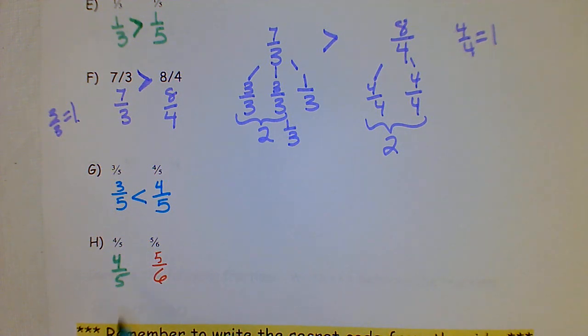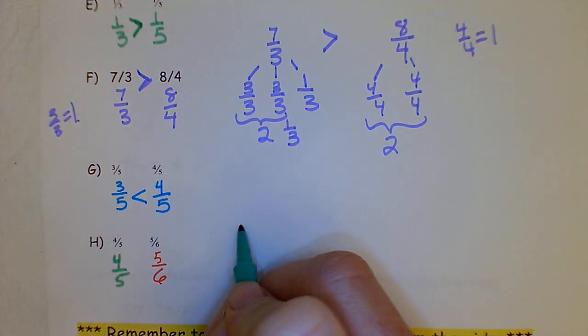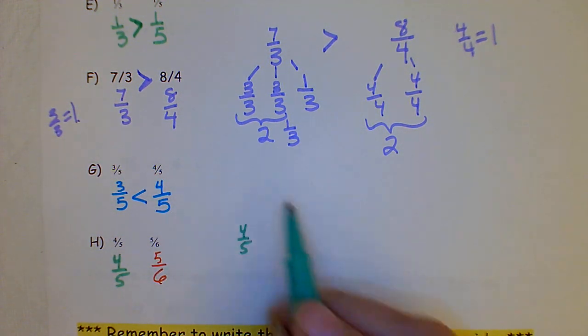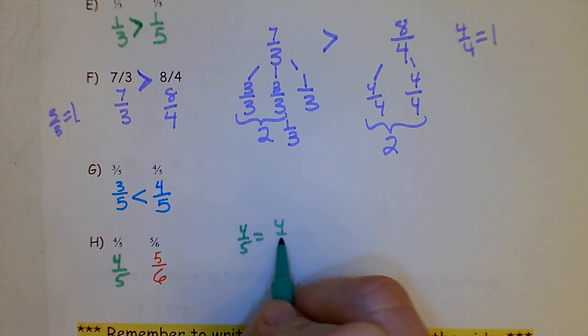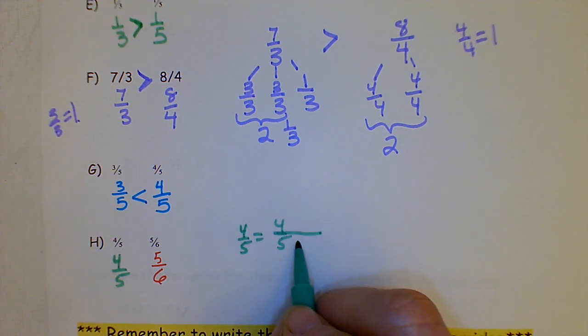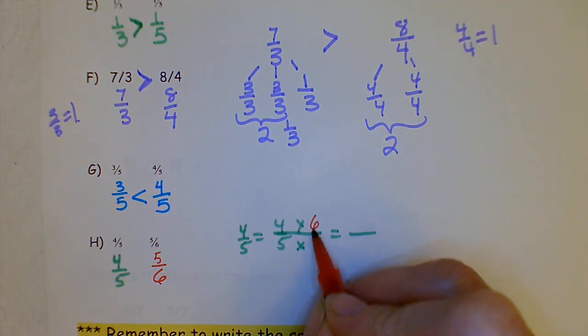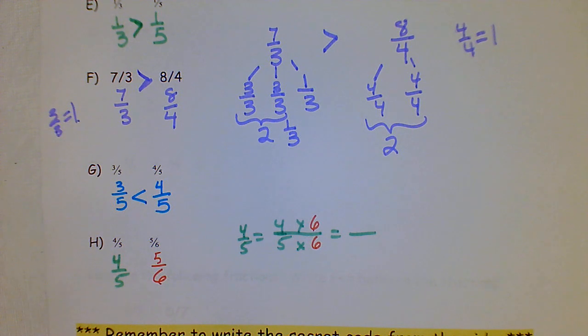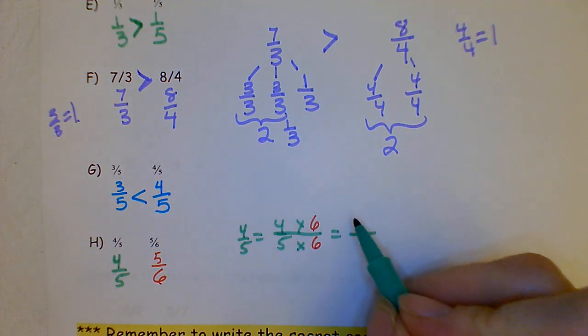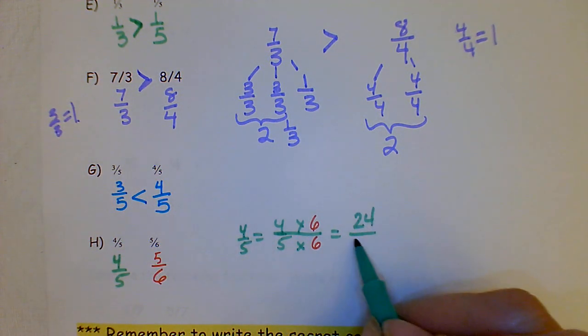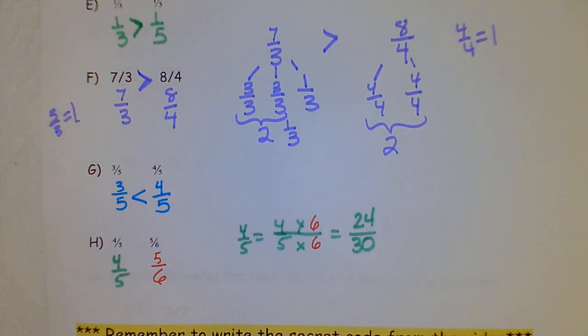So let's start with 4/5. So I'm going to go ahead and write 4/5 is equal to 4/5 times the other fraction's denominator. Just for fun, I'm going to go ahead and write that in red. So the other fraction's denominator is 6. So I'm going to multiply by 6/6. 4 times 6 is 24, and 5 times 6 is 30.